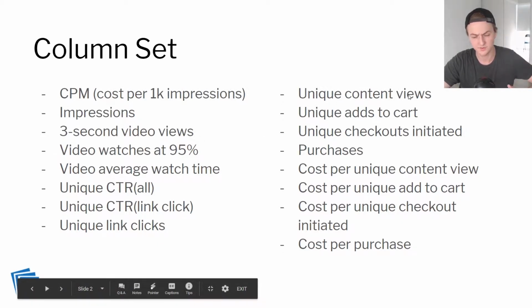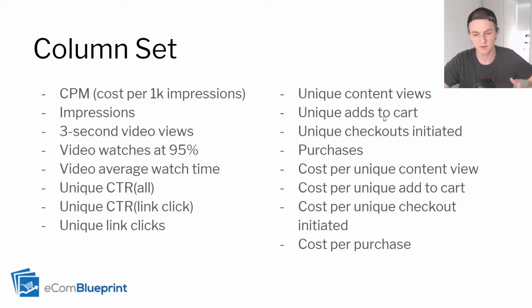Now from content views, it funnels down to the add to carts, right? Out of how many people view the product page, how many of them add to cart. From that, it funnels down to checkouts initiated and then purchases, right? And then purchases, I don't use the unique one because if someone buys twice, I'm happy about that, right? That counts as 2 purchases to me. So I just use the regular purchases, not unique purchases.